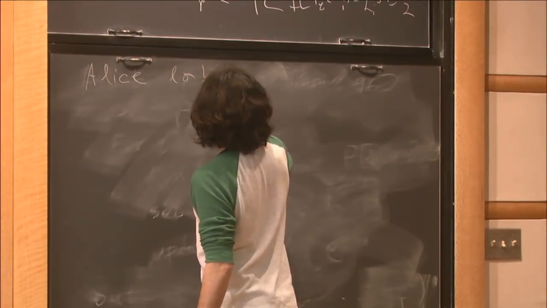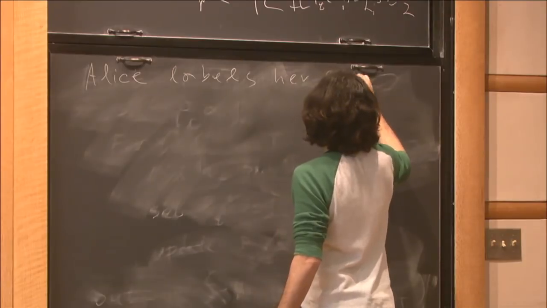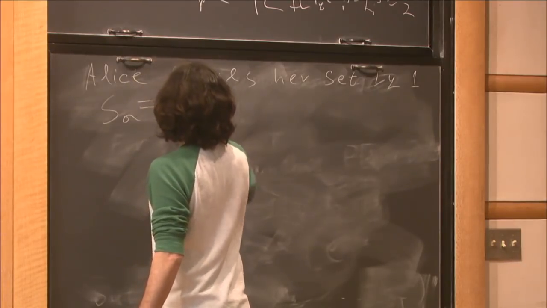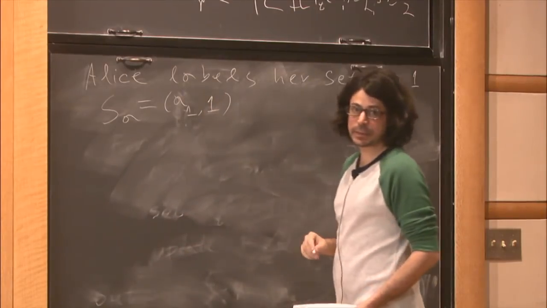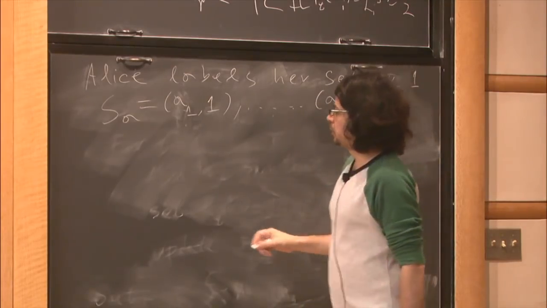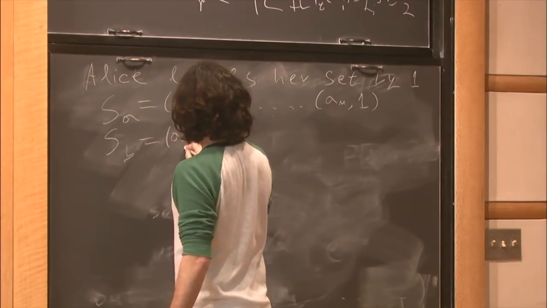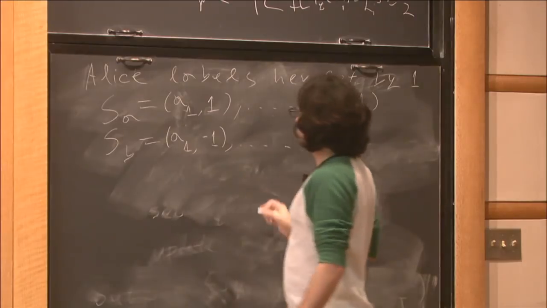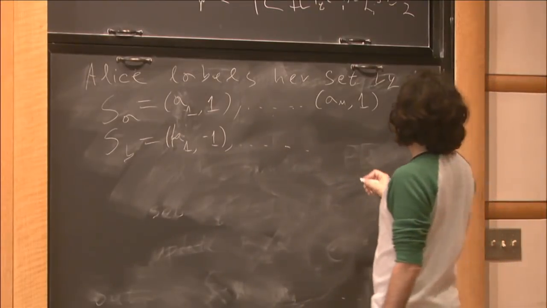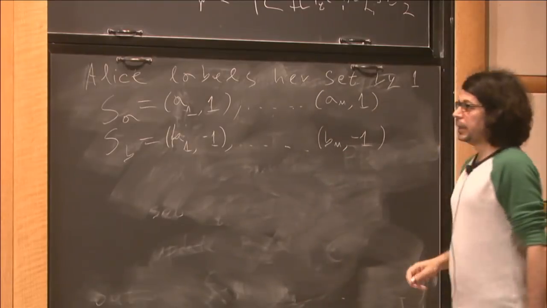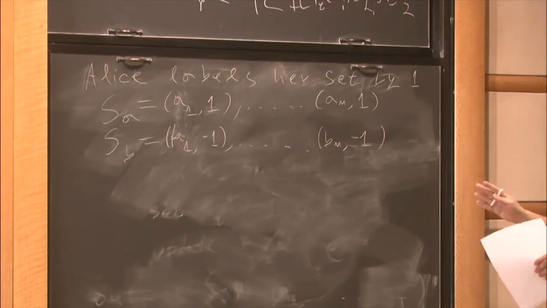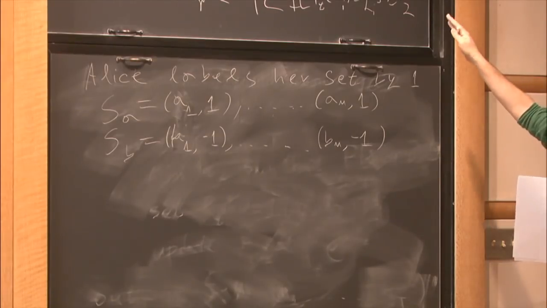Alice labels her set by ones. Basically we're going to think of Alice's set as a labeled set, and she's going to assume that everything is labeled 1. And Bob is going to do similarly, but he's going to label everything as minus 1. Now what they're going to do is each run boosting individually on their own sets. The only thing that they will agree on is a hypothesis in each round.